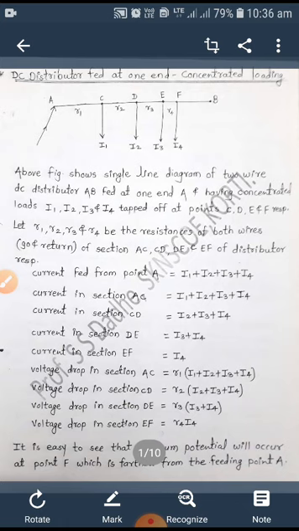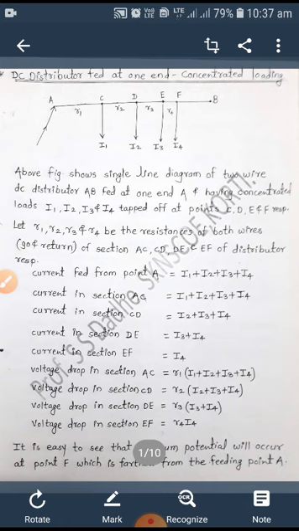Now the meaning of concentrated loading is that the load is not connected uniformly, meaning at any point on the distributor the load is connected. Now in this figure we have distributor AB fed at point A and having the concentrated loads connected at points C, D, E and F respectively.